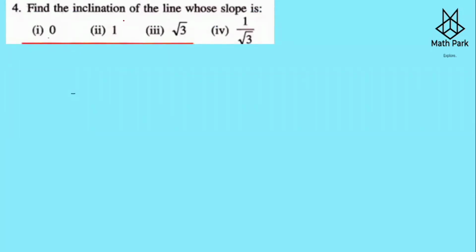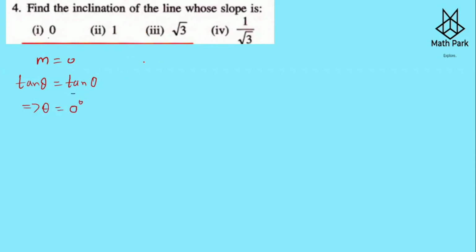Next, question number 4: find the inclination of a line whose slope is 0. So slope is 0, that means m is equal to 0. Now what is m? m is tan theta. Now what value of tan is 0? tan 0 is 0. So this is how we get theta equal to 0 degrees.